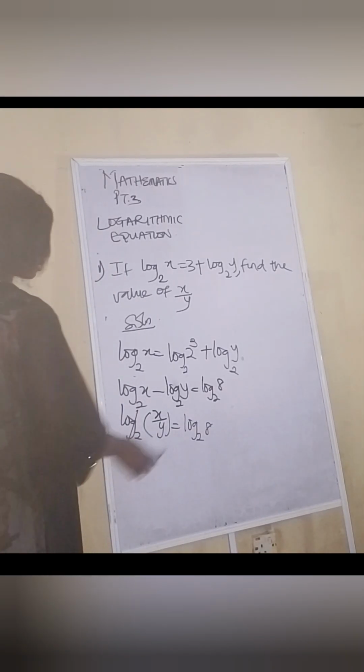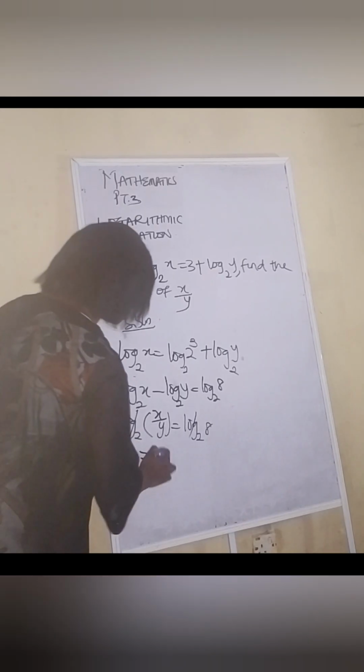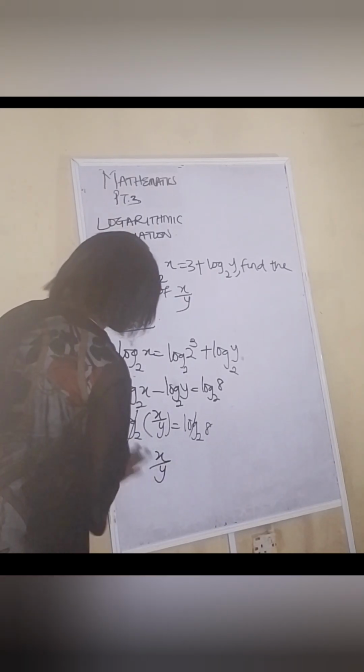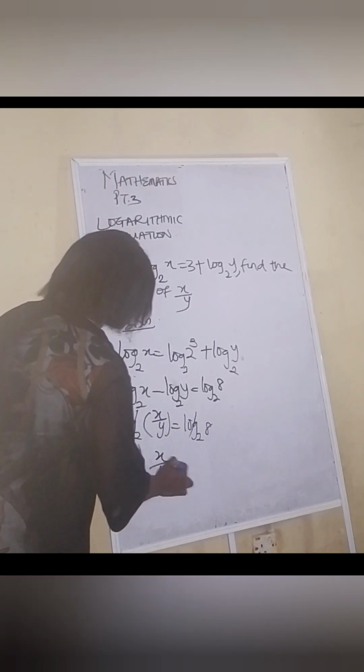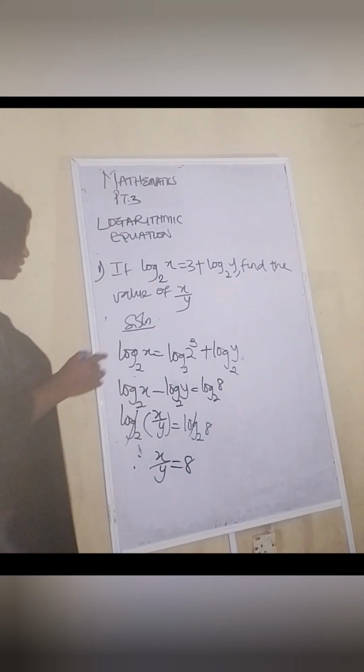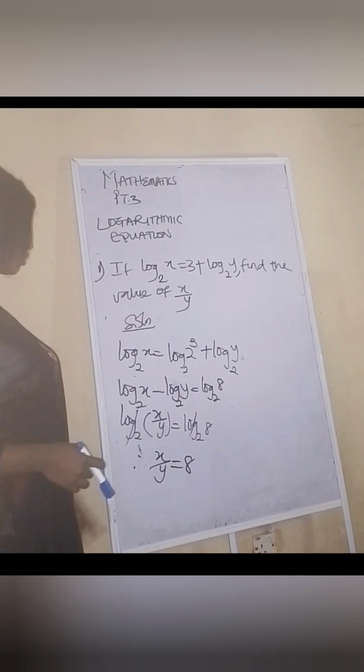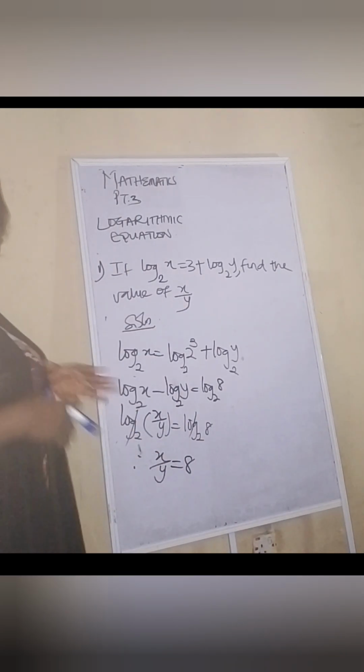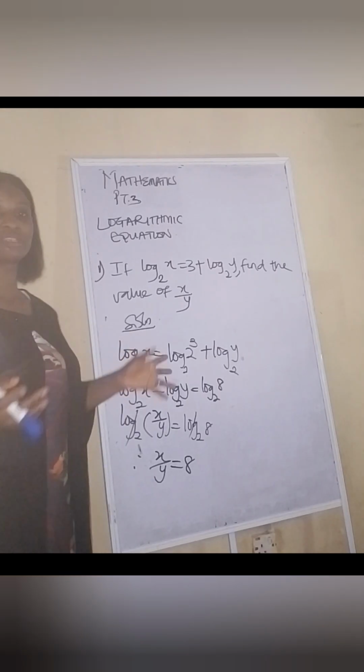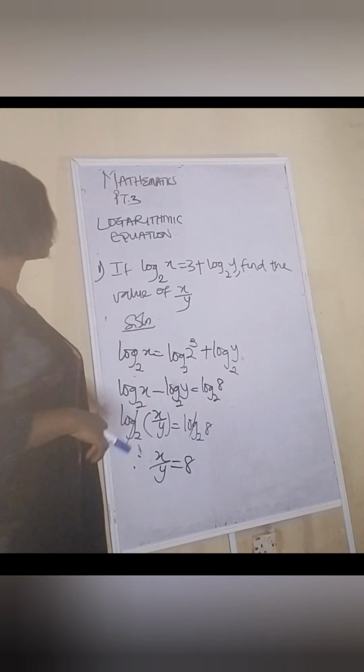So now what do you want to do? We are going to cancel this log 2. So our final answer is, therefore, x over y equals 8. Have you seen that now? So the value of x over y is what? 8. When you look at this question, you feel like, how will I get this? Can you see that within a few seconds you're able to get the answer?